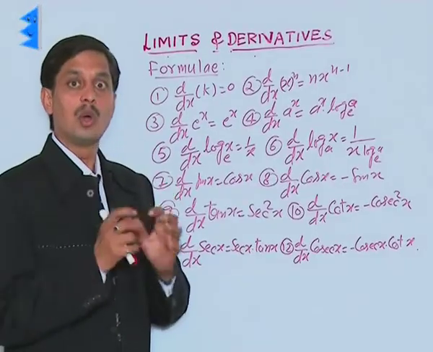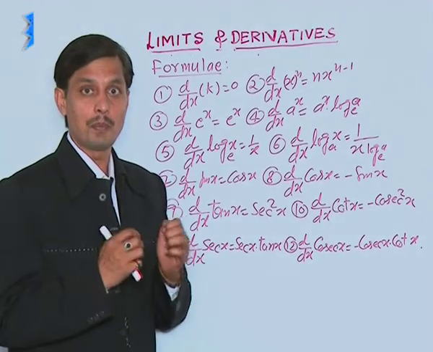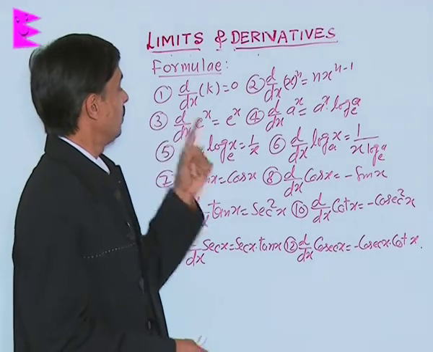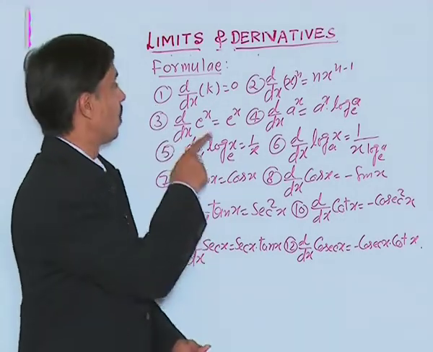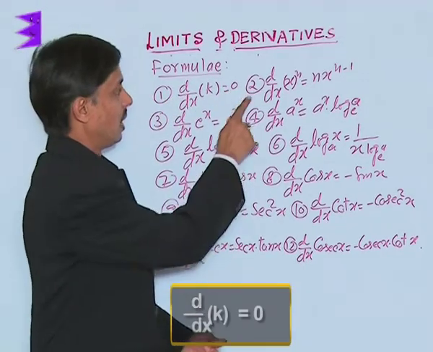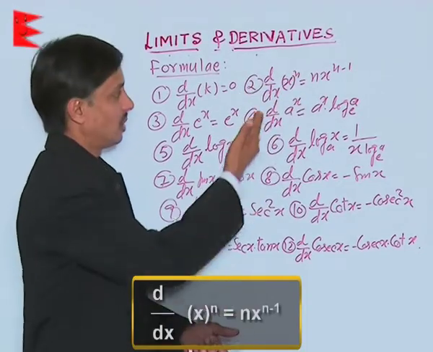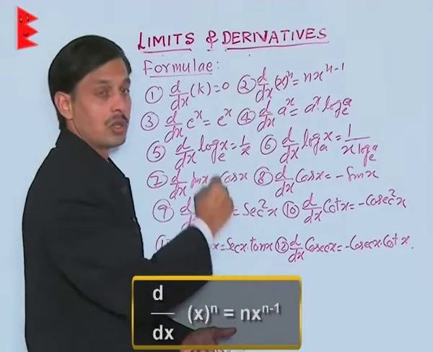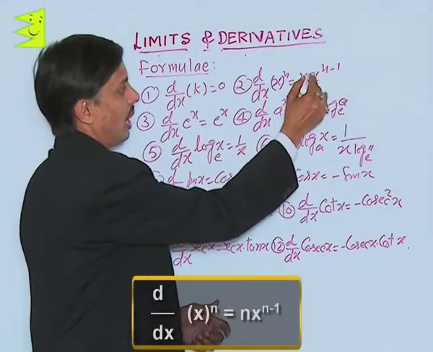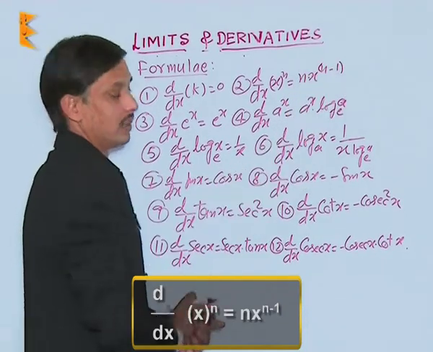Now I want to tell you the results required for solving the problems related to derivatives. First result, important formula: the derivative of any constant number is always 0. Second, the derivative of x to the power n, where x is the variable and n is a constant, is n into x raised to the power n minus 1.